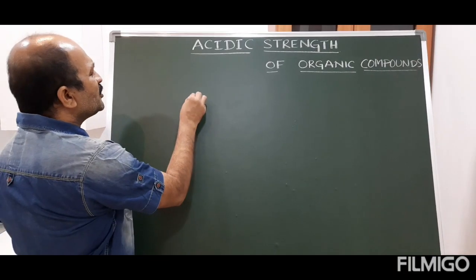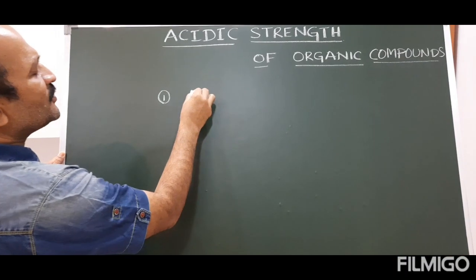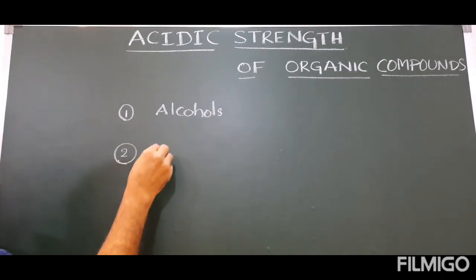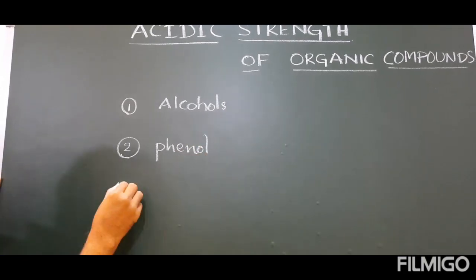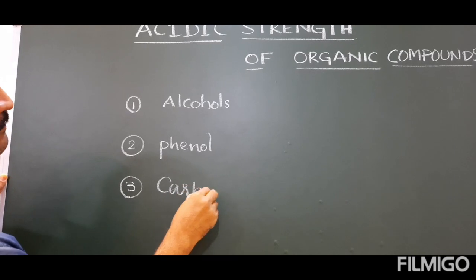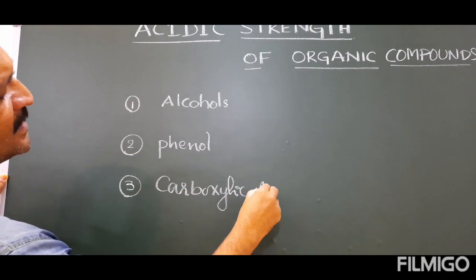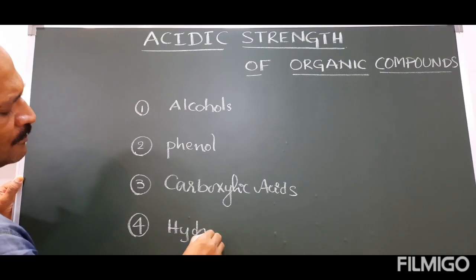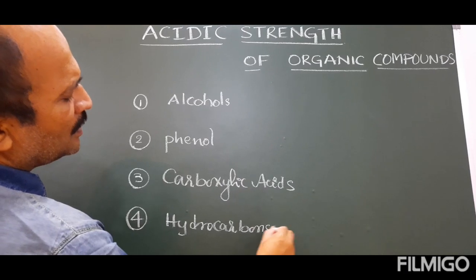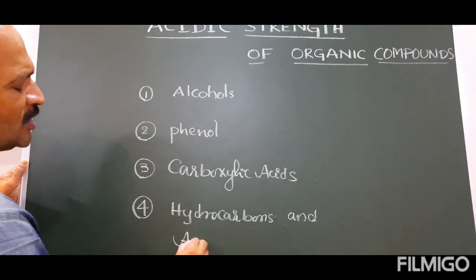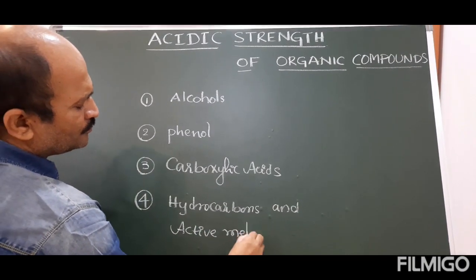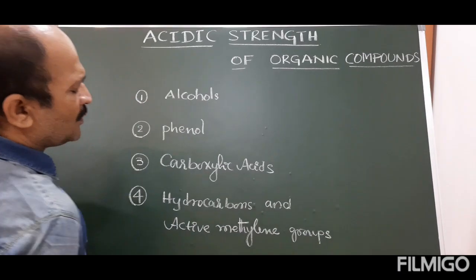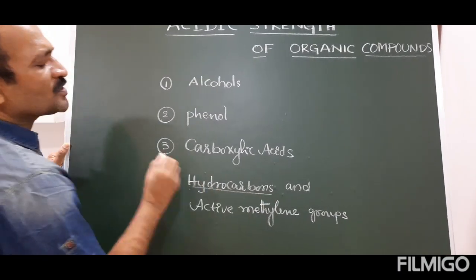In this first part, we are going to discuss the comparison of acidic strength of alcohols, and next one is phenols, and then carboxylic acids, and hydrocarbons, and active methylene groups. These hydrocarbons include aromatic compounds also.